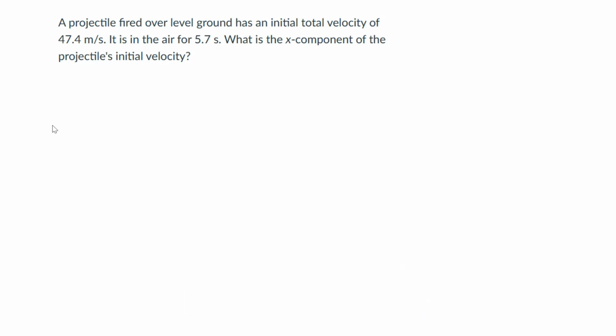All right, so a projectile fired over level ground has an initial total velocity of 47.4 meters per second, and it's in the air for 5.7 seconds. What's the x component of the projectile's initial velocity?